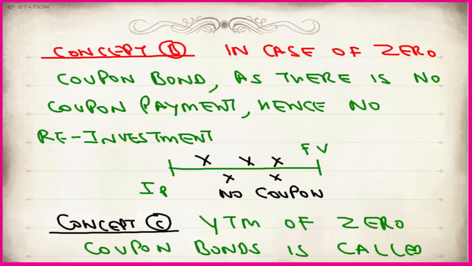And I will be only investing this much amount, the issue price, and I will be getting the face value. Because I am not getting any coupon, I cannot reinvest, so that assumption will not be there. So in that case, I will be given spot rates. Spot rate means the rate of return for different maturities.